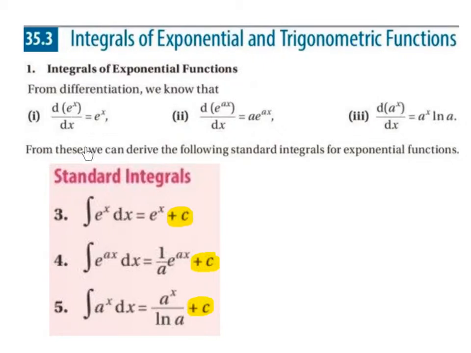From these, we can derive the following standard integrals for exponential functions. The integral of e to the power of x dx equals e to the power of x plus c. The integral of e to the power of ax dx equals 1 over a e to the power of ax plus c. And the integral of a to the power of x dx equals a to the power of x over the natural log of a plus c. So ln stands for the natural log.